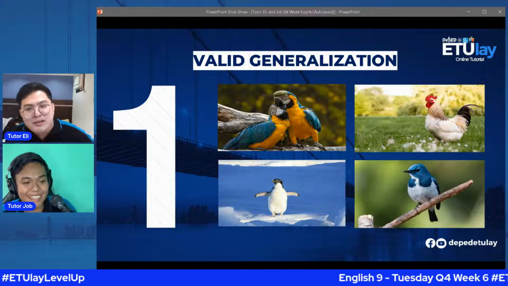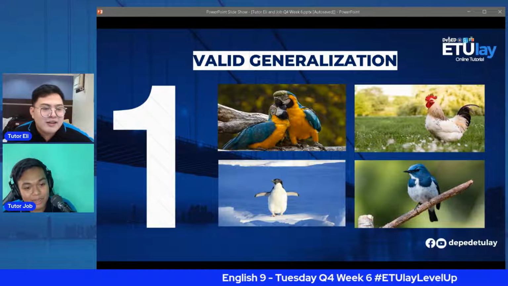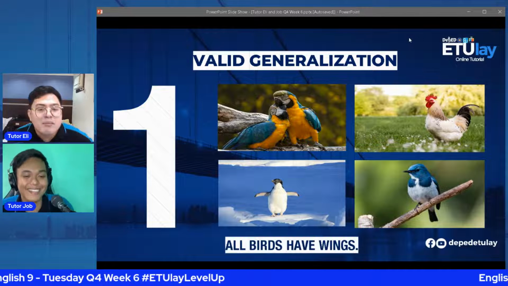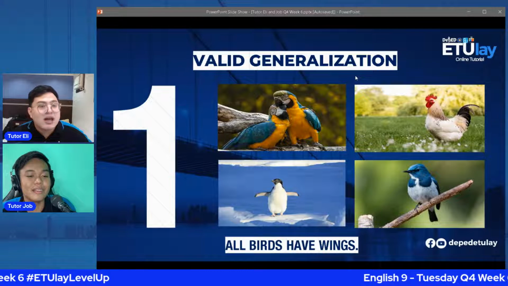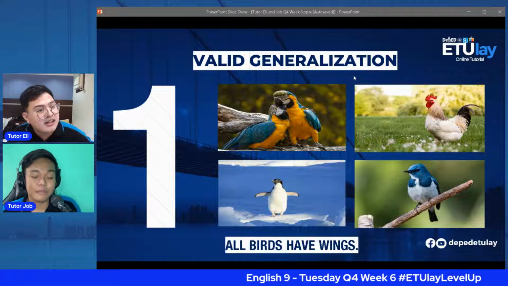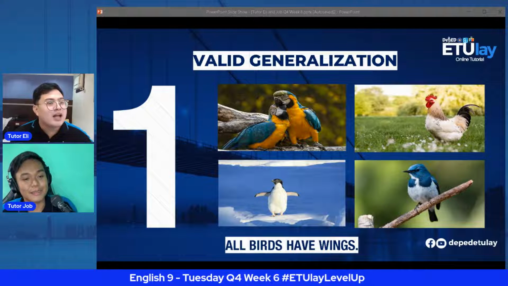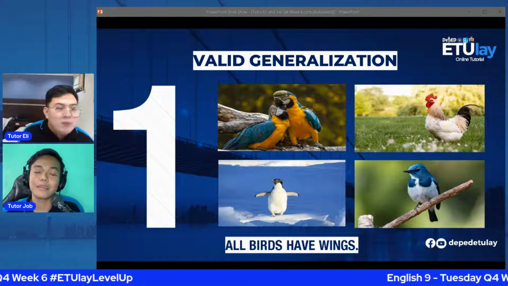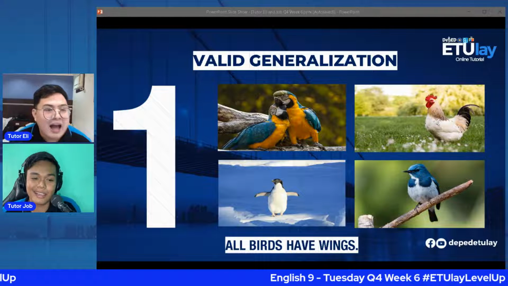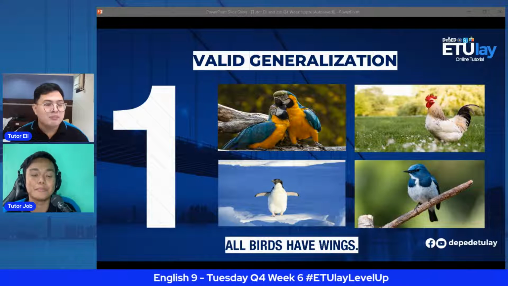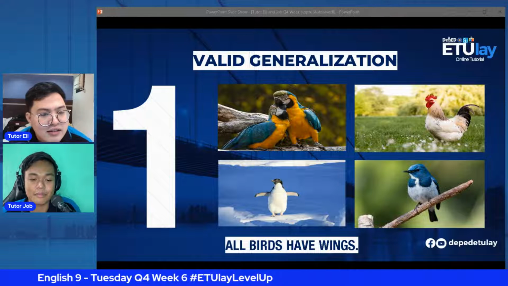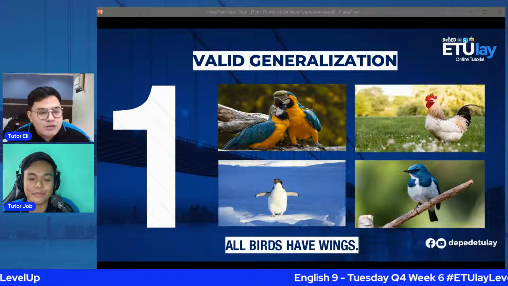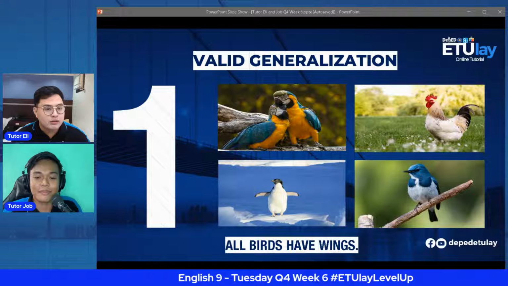That's right, there's winter, summer, spring, autumn, or fall. These are different types of birds. However, if we say here that all birds have wings, is that right? Is it a valid generalization? Do chickens have wings? Does the parrot have wings? Does the penguin have wings? Is it valid that all birds have wings based on these images or illustrations?